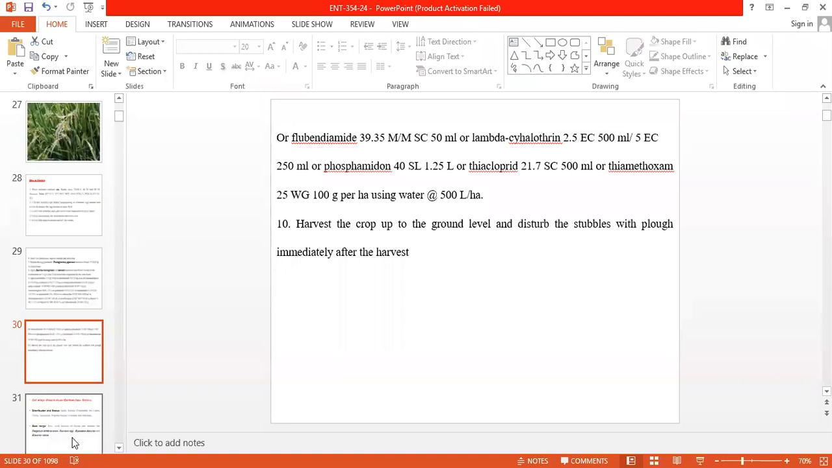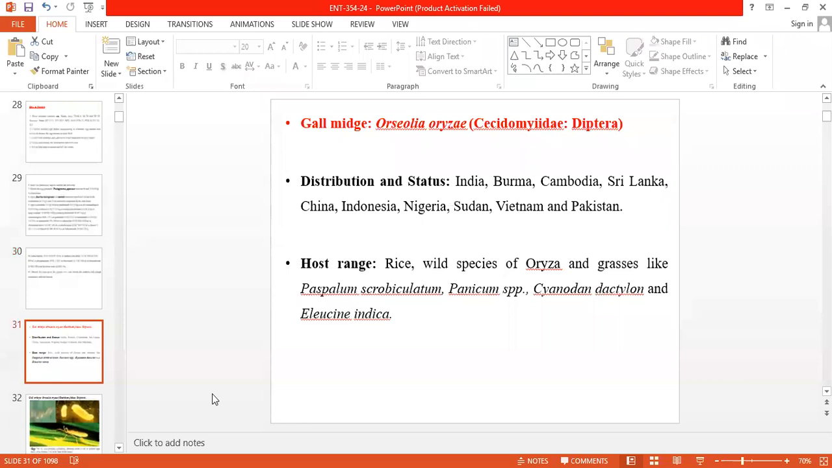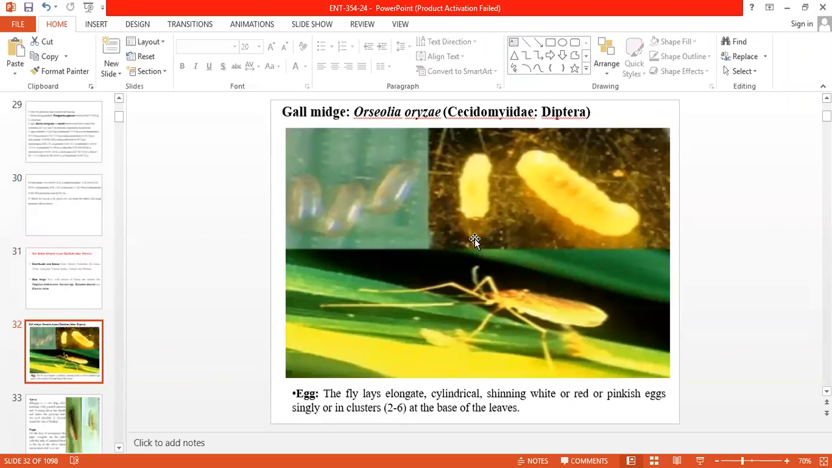The next major pest is the gall midge. So midge or fly, this is a dipteran order pest, family Cecidomyiidae. The host range is rice, wild rice of Oryza, and various species of grasses. So these are the eggs, then maggot and adult stage of that gall fly.